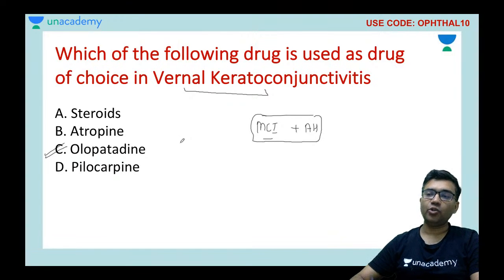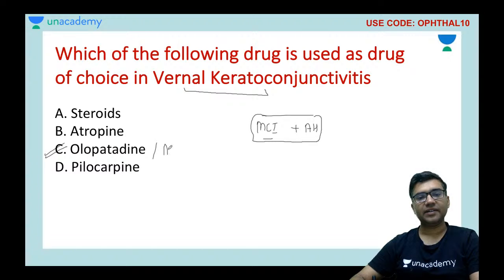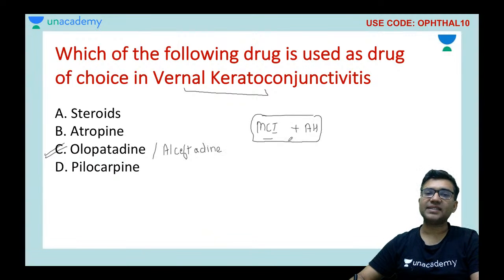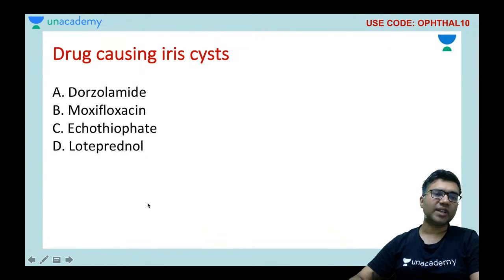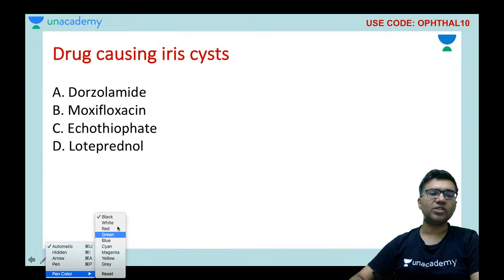Olopatadine and the new drugs like alcaftadine and bepotastine are new drugs which are very effective in patients suffering from vernal keratoconjunctivitis. Okay, so our next question is, drugs that can cause iris cyst.